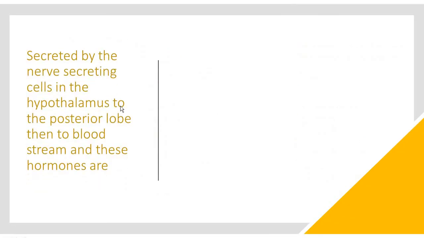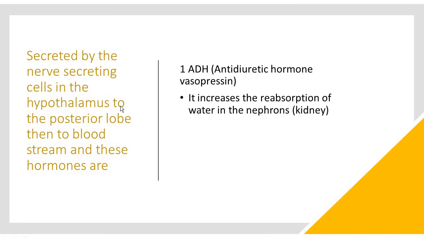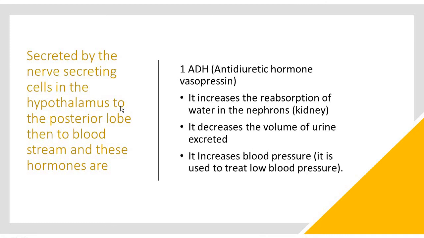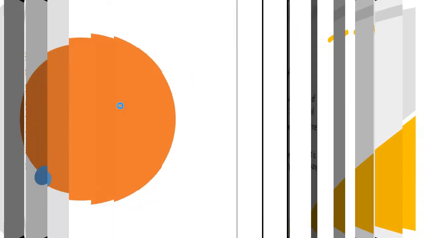They are secreted by the nerve secreting cells in the hypothalamus, and there are many hormones, like ADH, which is called antidiuretic hormone, or vasopressin. From its name, antidiuretic, that means it increases the reabsorption of water in the nephron of the kidney. Also it decreases the volume of urine excreted. So when the volume of urine decreases, what happens to the pressure? Of course, the pressure will increase. So we can use it as medicine to treat low blood pressure.